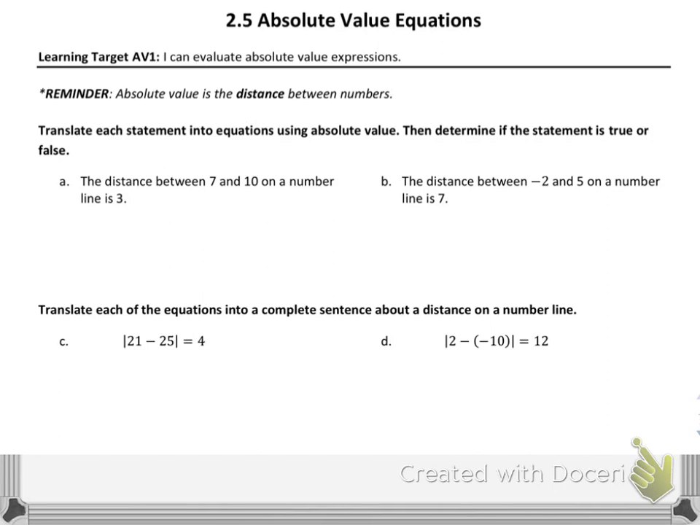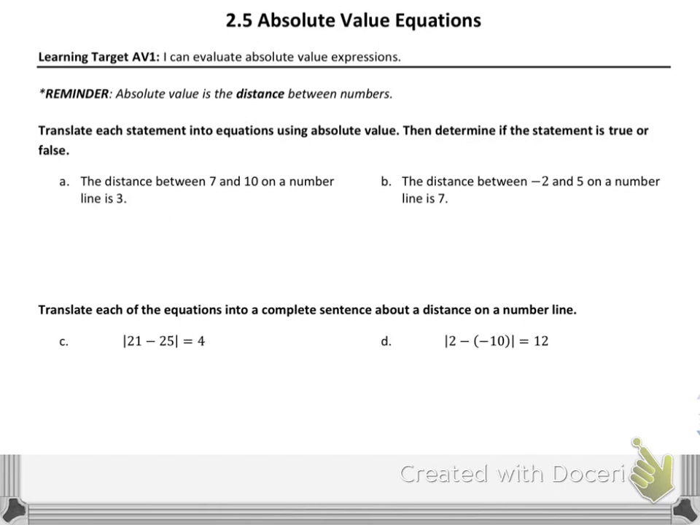So learning target, I'm calling it AV1, absolute value 1. I can evaluate absolute value expressions. Evaluate means to give me an answer. It's just a word for order of operations. So just a reminder there that the definition of an absolute value is referring to the distance between two numbers.